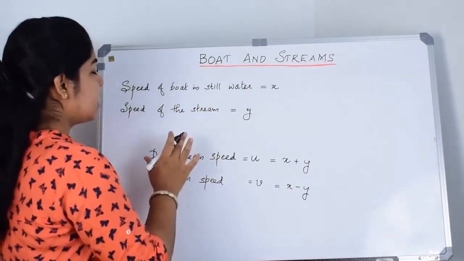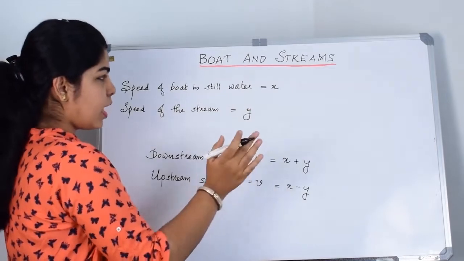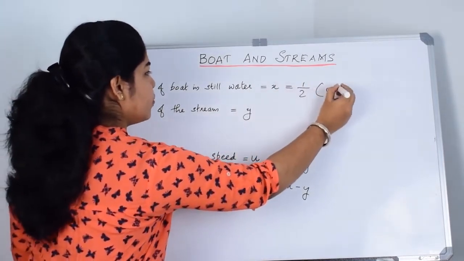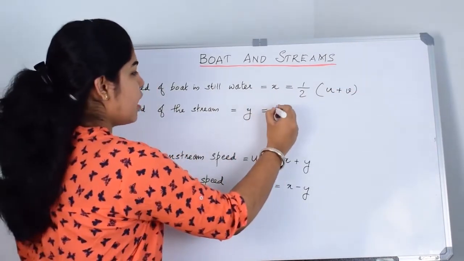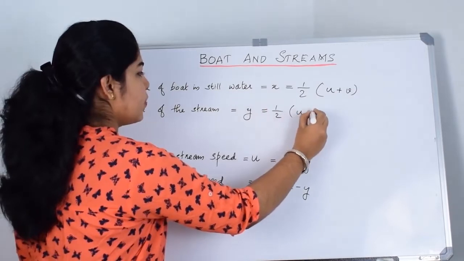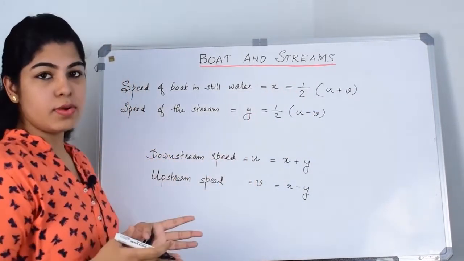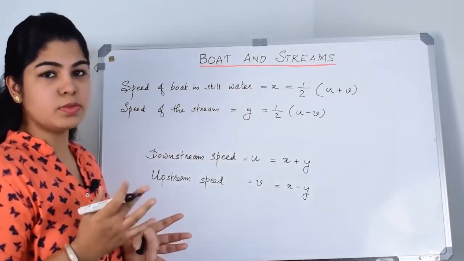Now let us see the formula to find out X and Y. X and Y in terms of U and V is: X is equal to half of U plus V and Y is equal to half of U minus V. So these are the very basic 4 formulas in boat and streams. Now let us study how to solve those difficult boat and stream questions using some shortcut tricks.